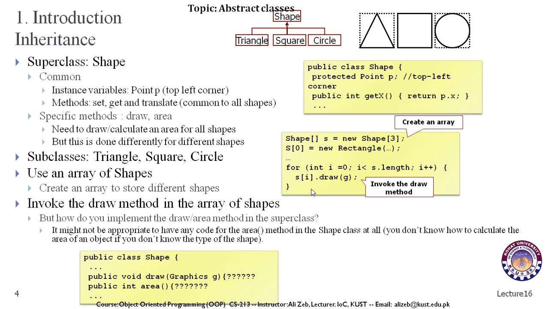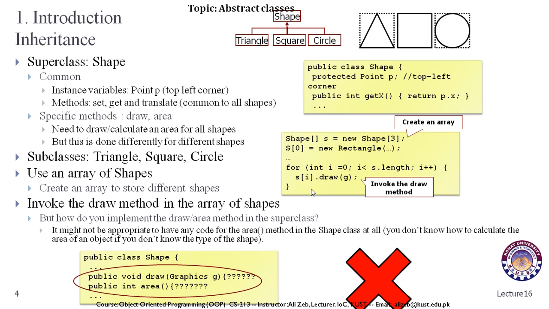So we need to know the type of the shape, let's say a rectangle, to be able to calculate the area of that shape. If we do not know the type of the shape that we are trying to draw or that we are trying to calculate the area of, we will not be able to implement that method in the shape class. So this is not the right idea of writing this program. We need to change this and improve this implementation.